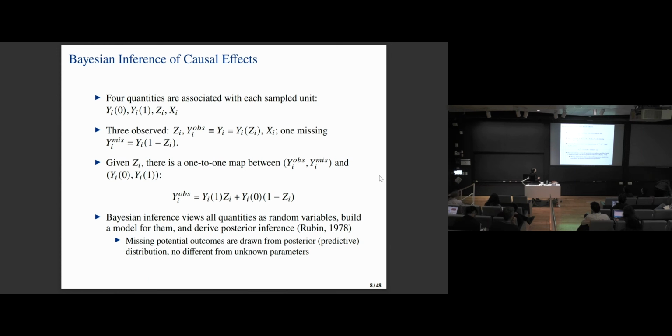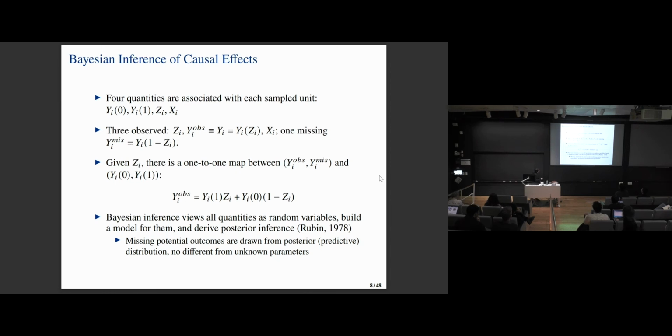Essentially, for each sample unit, I have 4 quantities, so 4 variables: y0, y1, z, and x. And 3 of them are observed. Of course, the treatment and x are observed. There's one here, particularly written as obs, where one of the 2 potential outcomes is observed and the other is missing, right? I wrote this already before. Given z, if you know who's treated, which most of the time we do know, there's a one-to-one map between the observed data and missing data and the y1, y0.